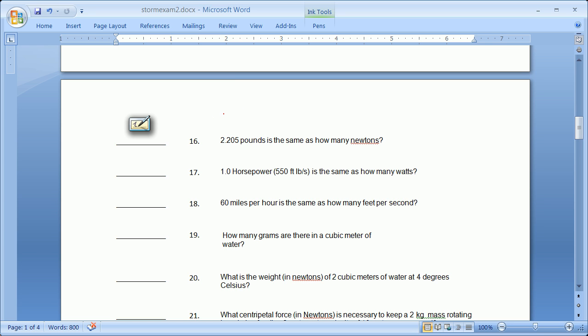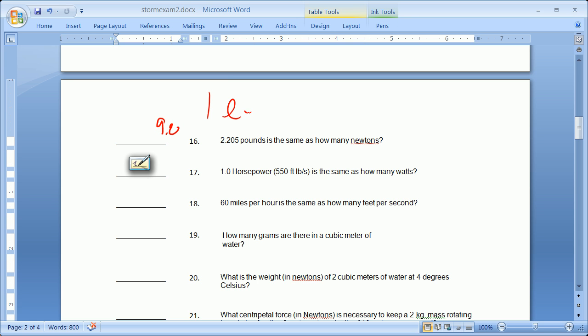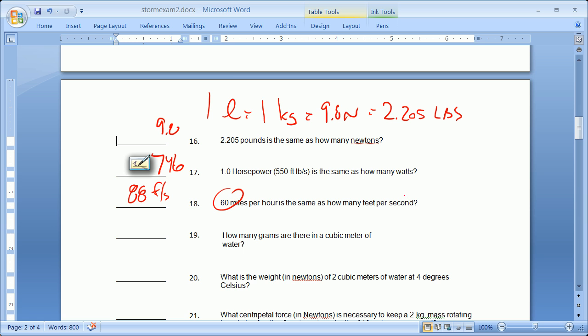2.205 pounds is the same as 9.8 newtons. Remember, 1 liter of water equals 1 kilogram equals 9.8 newtons equals 2.205 pounds. 1 horsepower is the same as 746 watts. 60 miles an hour is 88 feet per second. You can do the conversions. This is a very common one. Remember, we've gone up to 68 being about 100 feet per second.